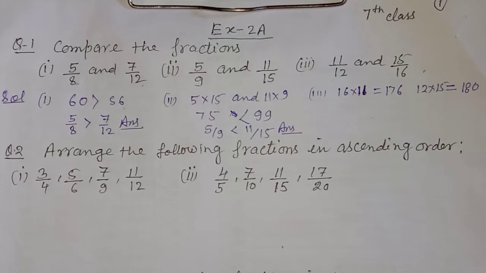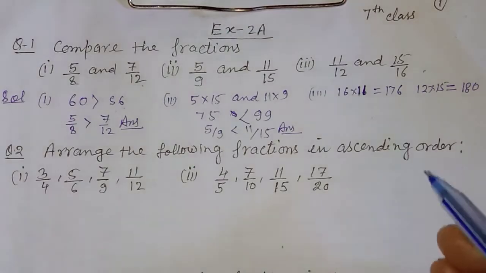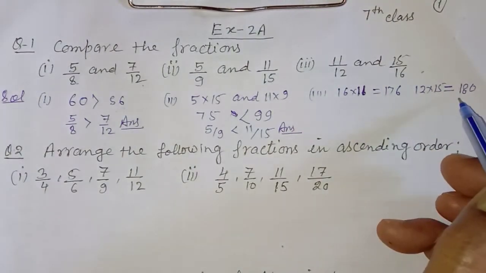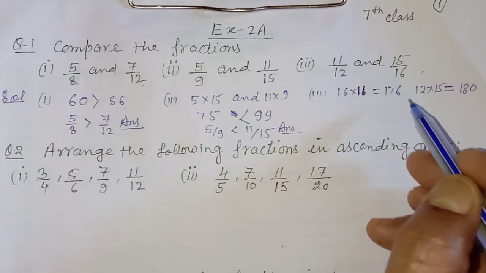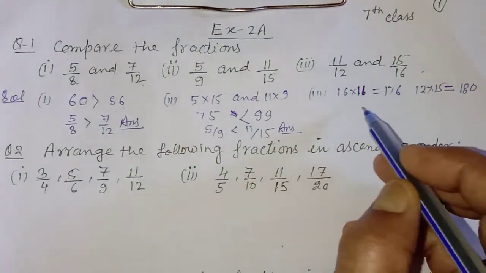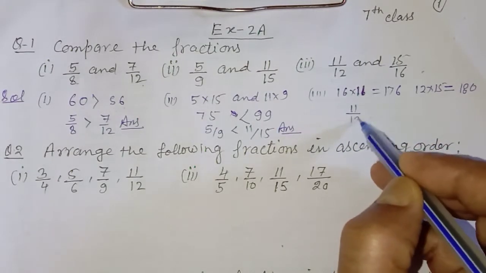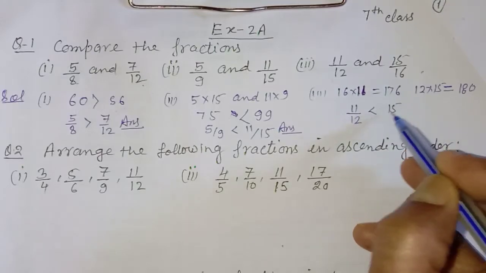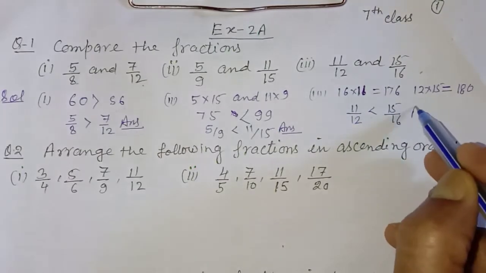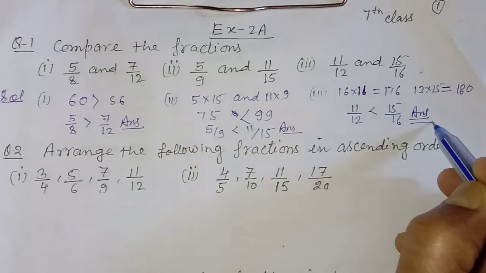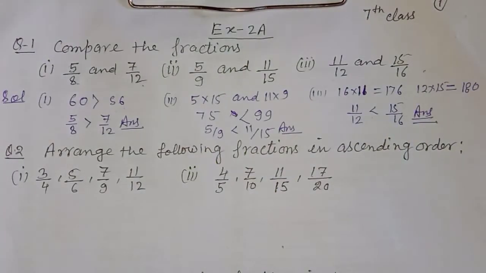So now students, 180 is greater than 176, and 176 is less than 180. So 11 upon 12 is less than 15 upon 16. It is the answer. So by this method you can compare the fractions, students.